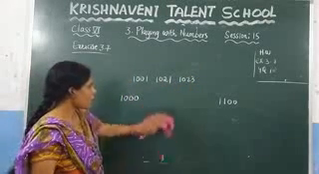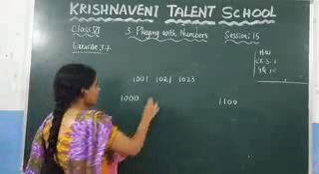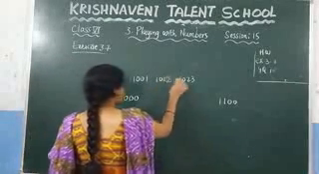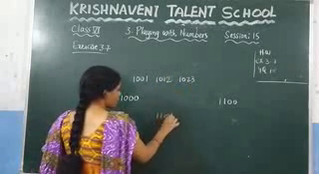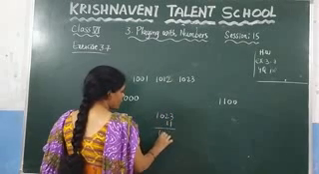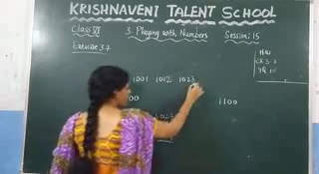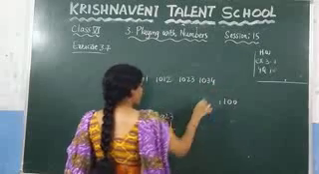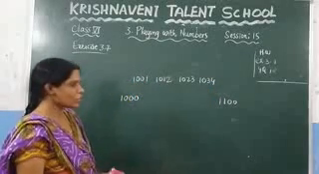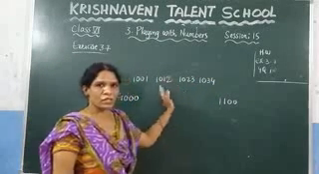Now again add 11 to this number. So what will you get here? Again add 11 to this one. So what are you getting here? 1034. So write it here, 1034. Like that you need to add 11 to the preceding number so that you will get the next number.